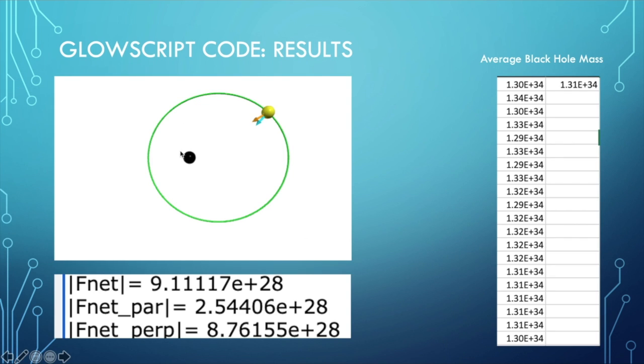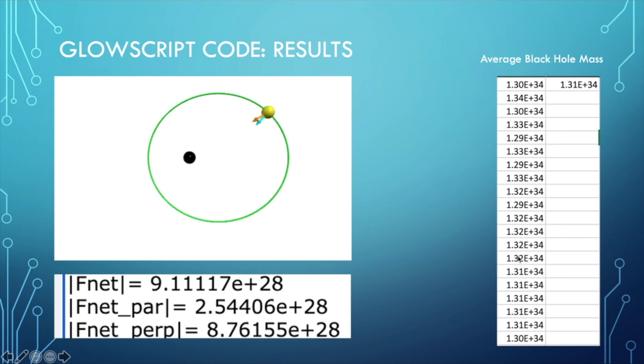As you can see here, this was at the start or the end of one orbit. The orange arrow is the net force. The light blue one is the perpendicular component, and you can't see it, but the pink arrow was the parallel component, which you can't see because it's so small compared to the others. As you see here, the net force we got was 9.11 times 10 to the 28th. The parallel component was 2.5 times 10 to the 28th, and the perpendicular component was 8.76 times 10 to the 28th. And we got the average.